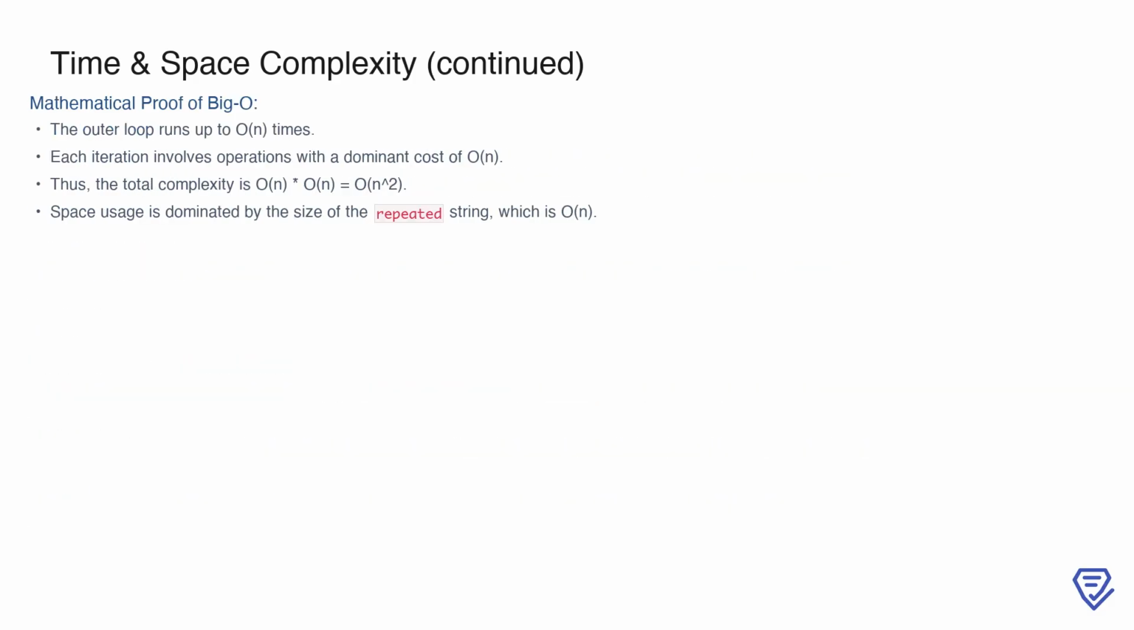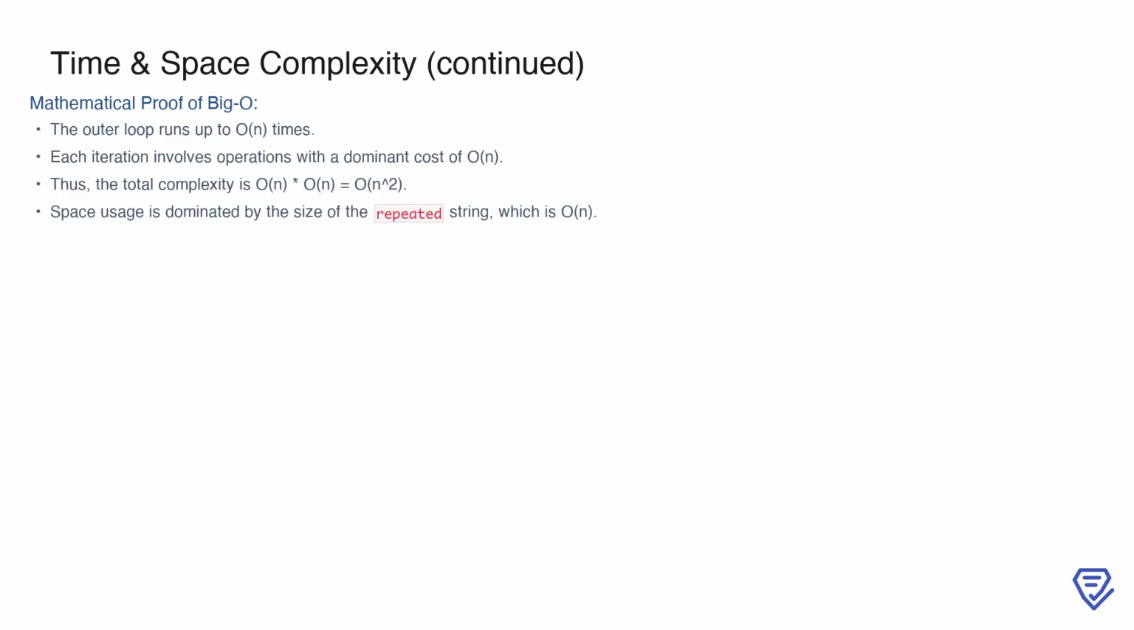To mathematically validate the big O complexity, we note that the outer loop executes up to O(n) times, iterating over substring lengths up to n divided by 2. Within each iteration, the dominant operations, such as string multiplication and comparison, contribute O(n) to the complexity. Combining these, we multiply O(n) for the loop with O(n) for the iteration cost, resulting in O(n squared) as the total time complexity.